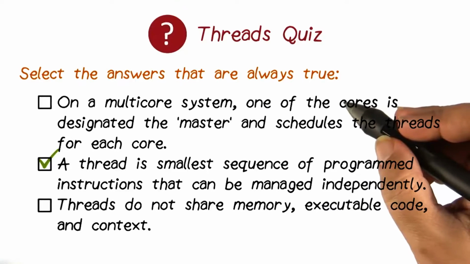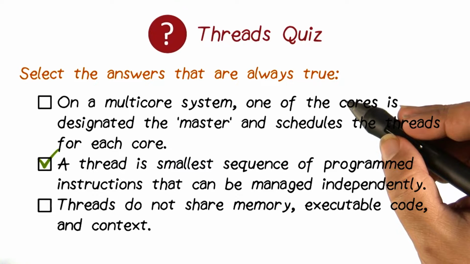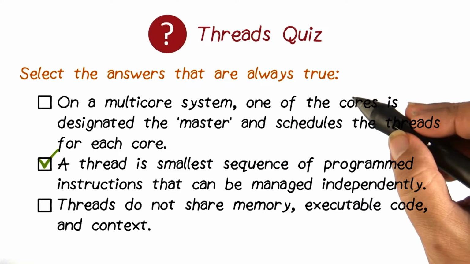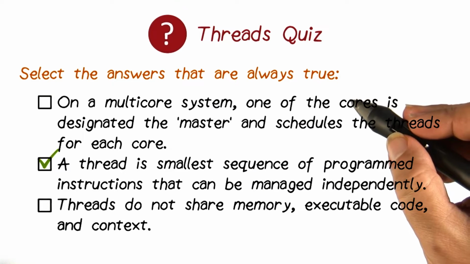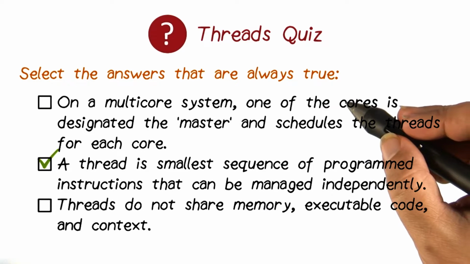So let's look at the first answer. On a multi-core system, one of the cores is designated as the master and schedules the threads for other cores. Is this always true? The answer is no, not really. Some systems could be set up with one master and others as slaves. In many other systems, all the cores are exactly identical and symmetric and there is no concept of a master. So this statement is not always true and therefore it is not marked.